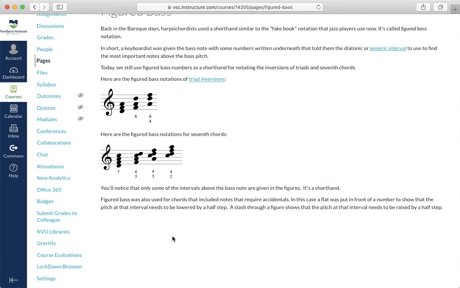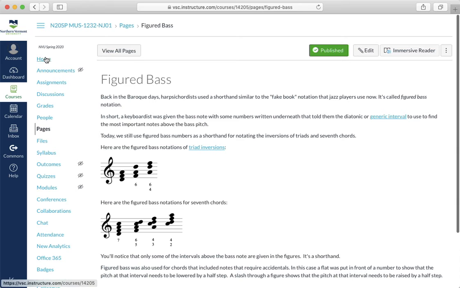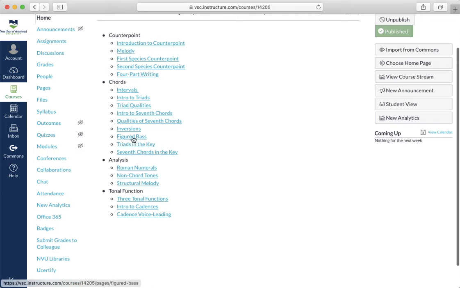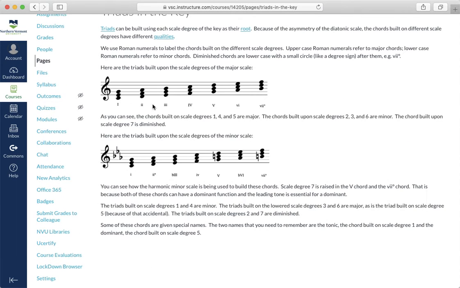Again, there's more detail in the figured bass notation when we initially talked about it in class. I don't go that much into the history or the ways that figured bass was read in the Baroque. I'm more interested in giving you the information that you need for the types of analysis that we're doing this semester. There's some discussion of triads in the key, in both major and minor.